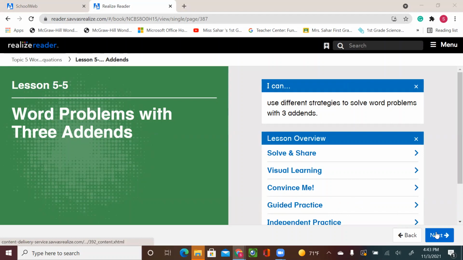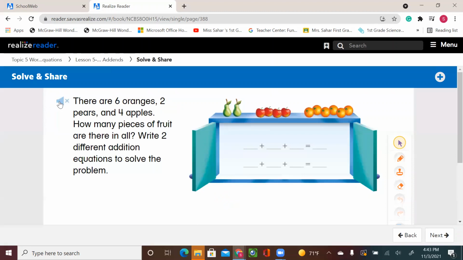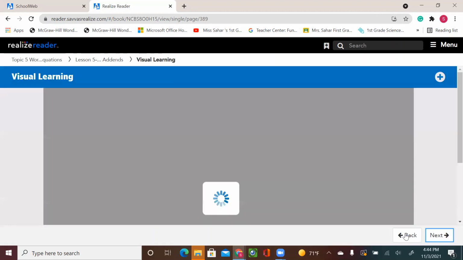So please open your book, page 229, and let's see what we have. There are 6 oranges, 2 pears, and 4 apples. How many pieces of fruit are there in all? Write 2 different addition equations to solve the problem. All right, so we have 6 oranges, 2 pears, and 4 apples. If you remember in the previous lesson, we know that it doesn't matter which order, if you put them in a different order, as long as you're not missing any of your numbers. So let's see our video.